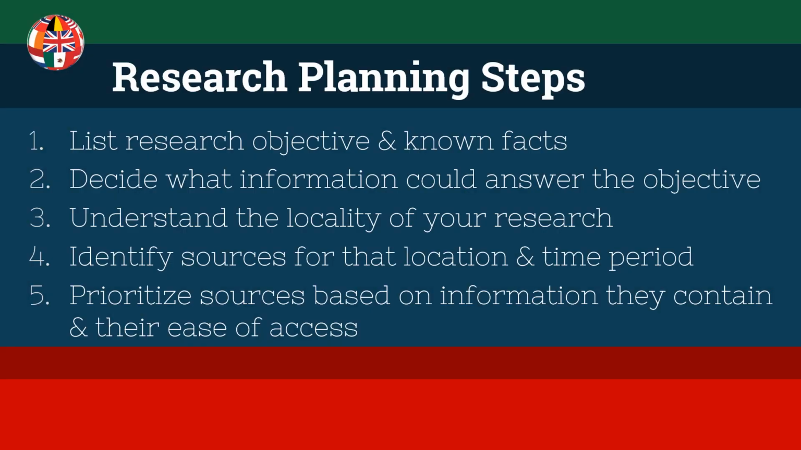The steps for creating a good research plan include the following. First, list the research objective and known facts. Second, decide what information could answer the objective. Third, understand the locality of your research. Fourth, identify sources for that location and time period. And fifth, prioritize sources based on the information they contain and their ease of access.